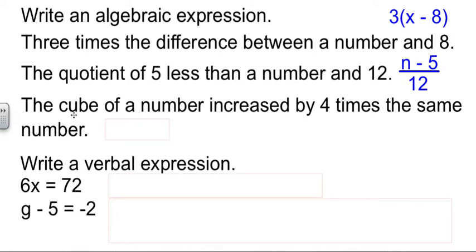Some other words that tip us off to things are things like squared and cubed. The cube of a number increased by 4 times the same number. Increased is a tip-off for addition. Cube means it's to the 3rd power. So we have the cube of a number, x cubed, increased by adding 4 times the same number, 4x.